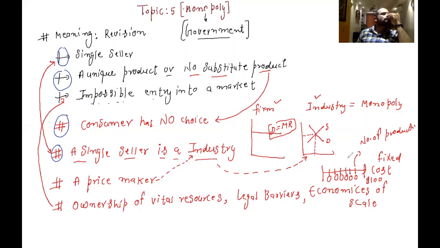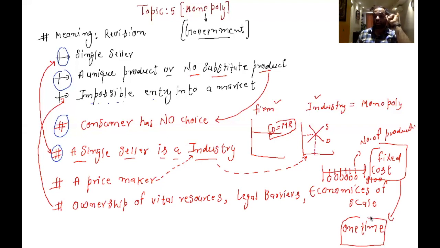Now, in economies of scale, you have to spend a large amount of money, and this is one time. If your industry or your firm has economies of scale, you will be considered a monopoly. Why? Because you maximize the production, you increase your production, and as a result, your cost will be reduced.